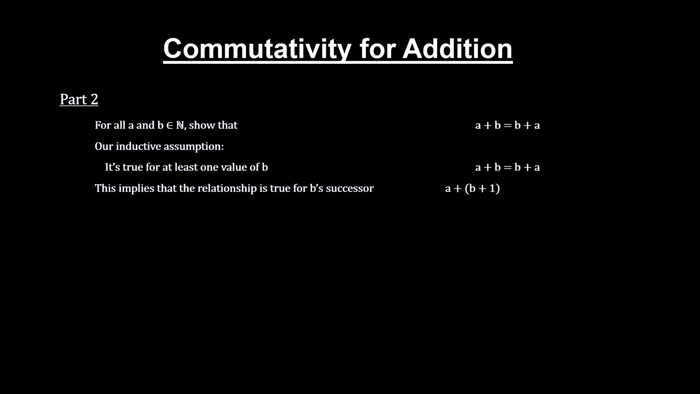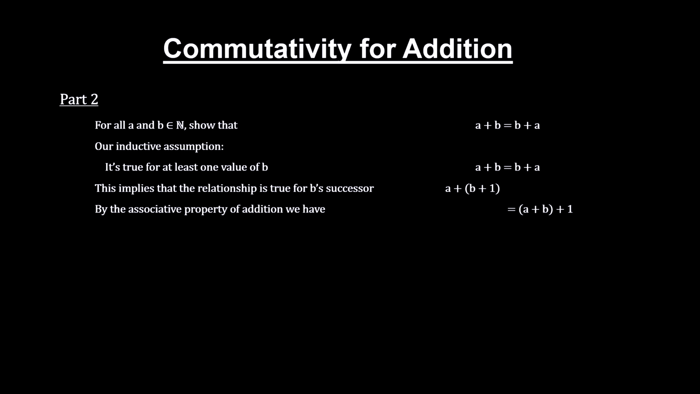Now in part 2, our inductive assumption is that a plus b equals b plus a for some value of b. We'll show that this implies that a plus (b plus 1) is equal to (b plus 1) plus a. So we'll start with a plus (b plus 1).